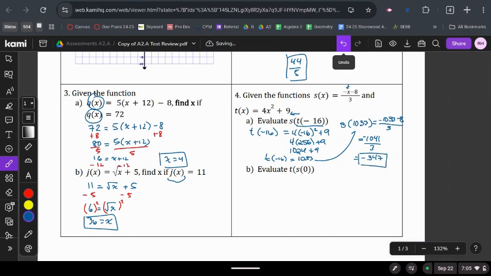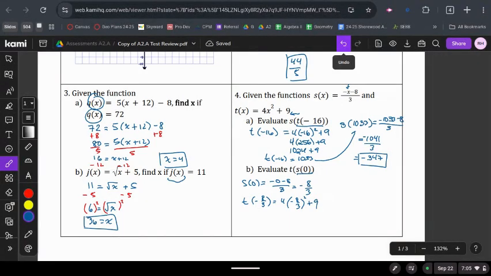So it's the same idea with this one. We're going to start with s of 0. So s of 0 is negative 0 minus 8 over 3. So that's going to be negative 8 over 3. We've got fractions coming at us. That's not it, though, because now we can take that and find t of negative 8 over 3. So t of negative 8 over 3 is 4 times negative 8 over 3 squared plus 9.